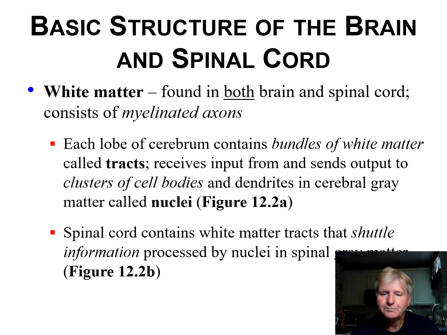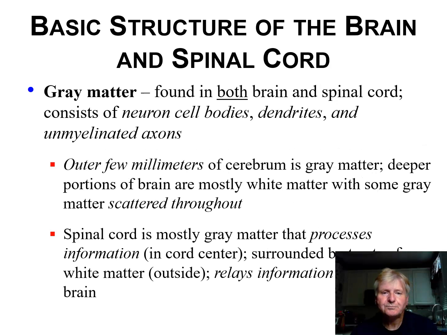And then the other tissue, the gray matter, found in both the brain and the spinal cord, will consist of neuron cell bodies, dendrites, and unmyelinated axons, and that gives the appearance of a grayish color. So the outer few millimeters of the cerebrum is gray matter, consisting mainly of unmyelinated axons and neuron cell bodies. And the deeper portions of the brain are mostly white matter, with some gray matter scattered throughout.